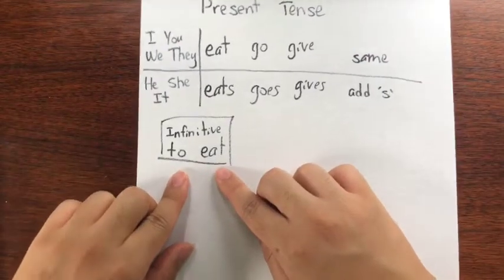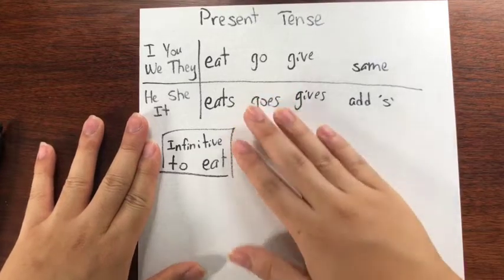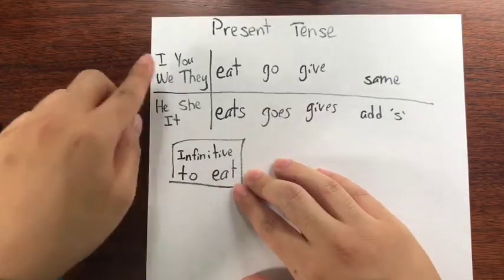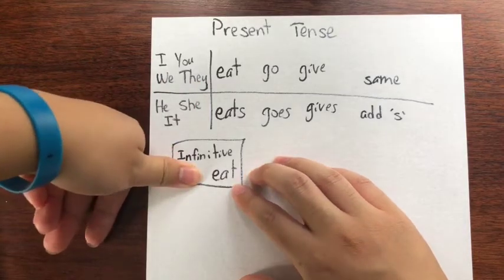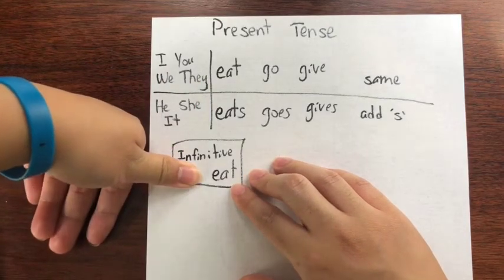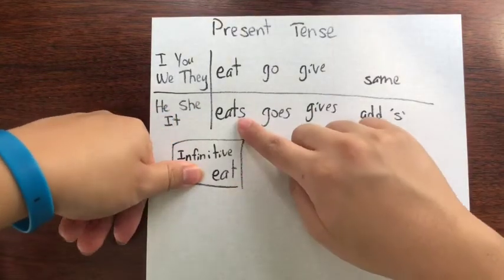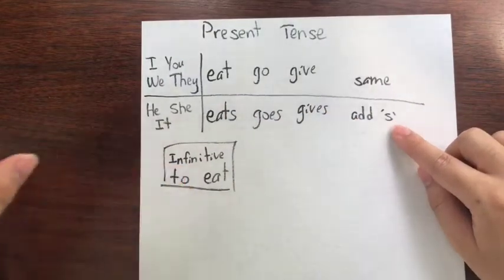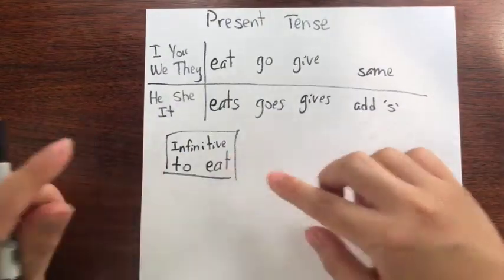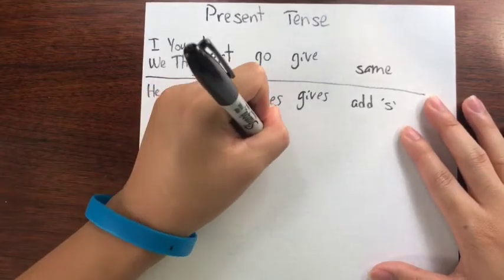So to eat is the infinitive. It is just the verb. In present tense, if we want to put to eat with I, you, we, they, we just say I eat, you eat, we eat, they eat. But with he, she, it, we say he eats, she eats, it eats. We add S. This is called the infinitive.